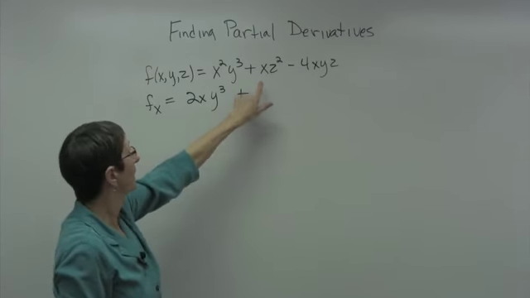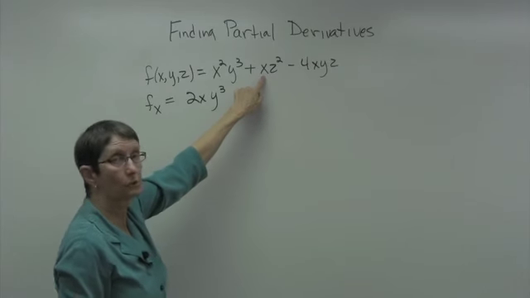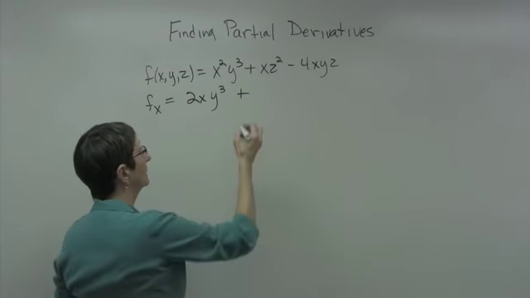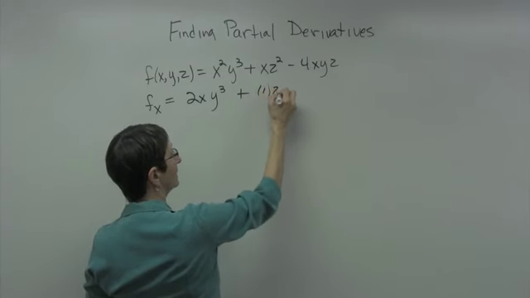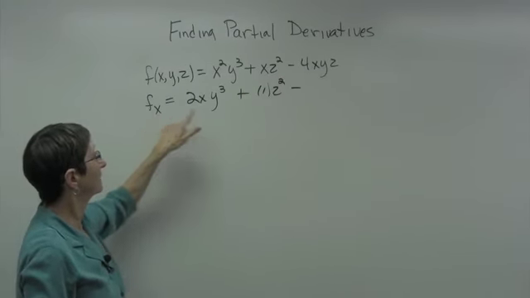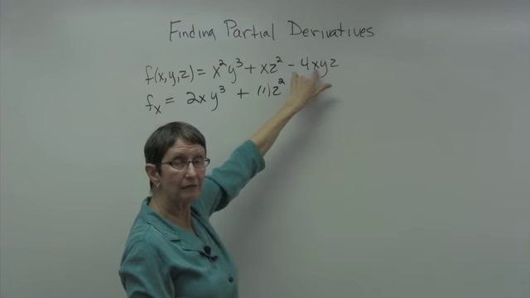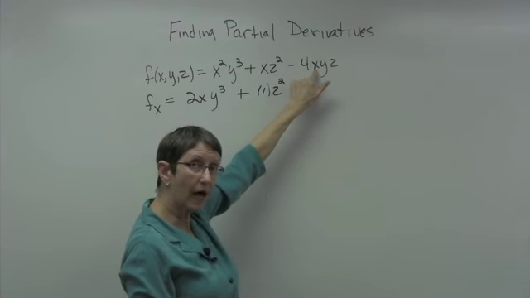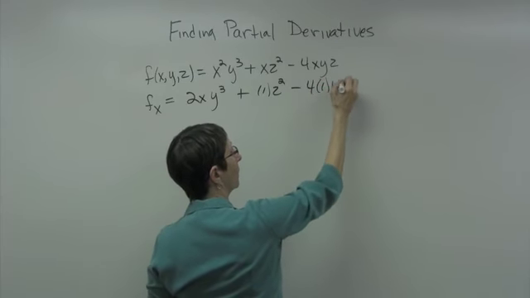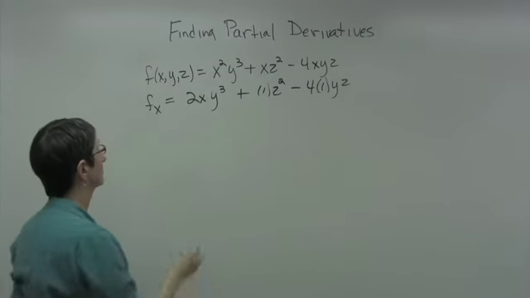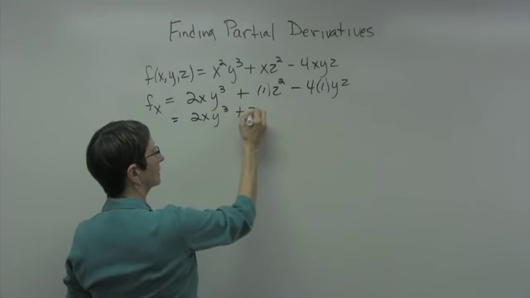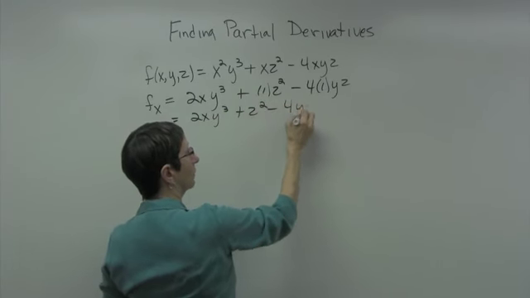Here's an x. The derivative of x is 1. Z squared is just multiplied by it. It's a constant multiplier. So I have 1 times z squared. Derivative with respect to x means the 4 and the y and the z are constant. So I have 4, derivative of x is 1, and y, z are constant multipliers. 2xy cubed plus z squared minus 4yz.